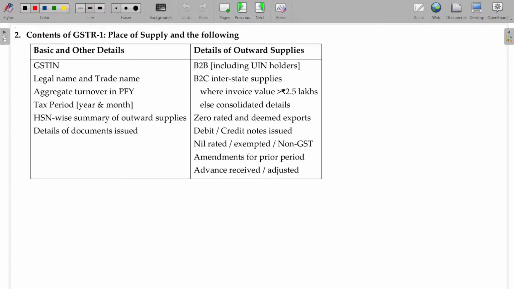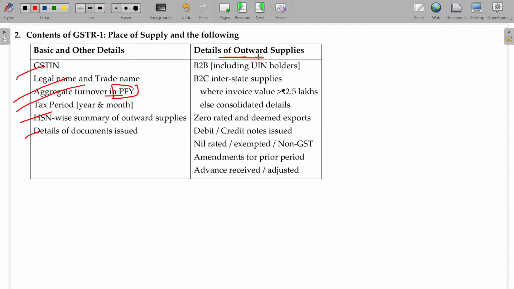Now, what will be the contents of the GSTR 1 form? You just open the form and see. Already told you the various forms. Similarly, if you go and see the GSTR 1 form, these are the contents, in paragraph and table form, where you have to feed the data. Usually you have to fill the basic details like GSTIN and legal name, and the aggregate turnover of the preceding financial year to decide whether you are eligible for any benefits in this year or not, HSN number and other things.